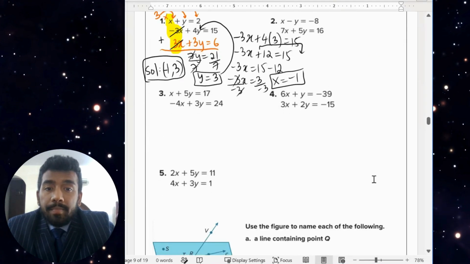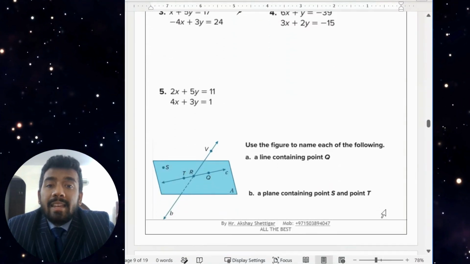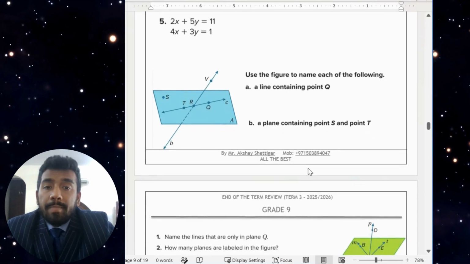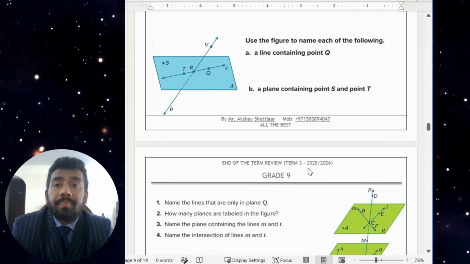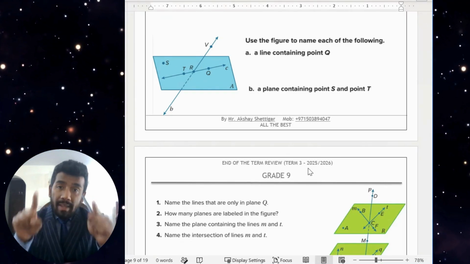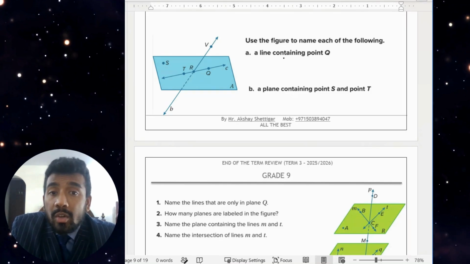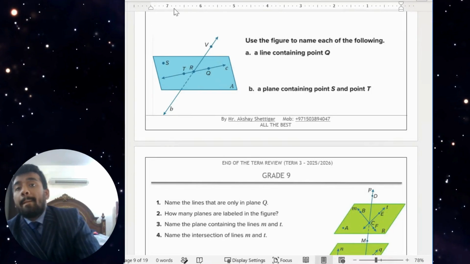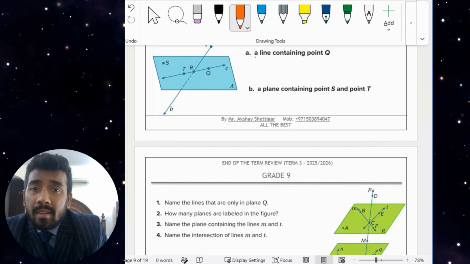Next topic. Okay, so here this is like an equation. No, sorry, it's like a graph. There is a plane, there is a line, there are points. According to the question, you need to find the answer. Let's go ahead. It's pretty easy, easier than anything.